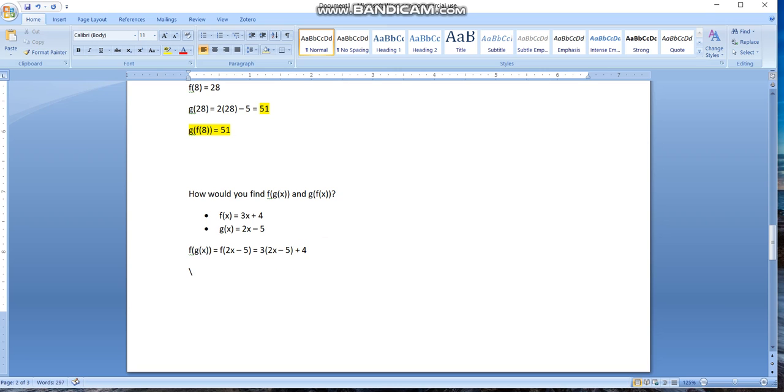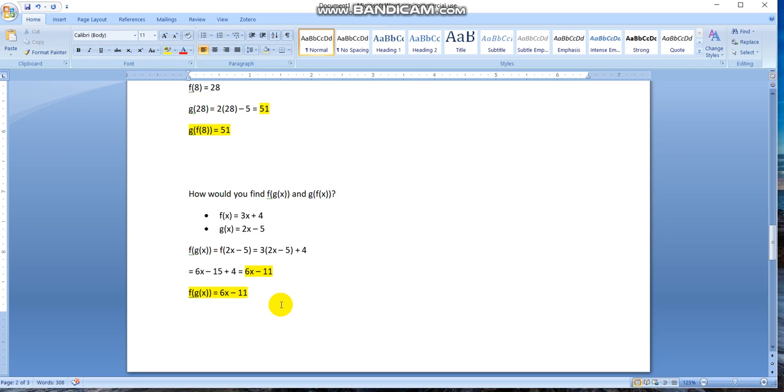If you had to simplify this, you have to use the distributive property. So 3 times 2x is going to be 6x. 3 times 5 is 15. And then plus 4. So this is going to be 6x minus 11. So f of g of x is going to equal 6x minus 11. That is how you would answer that.